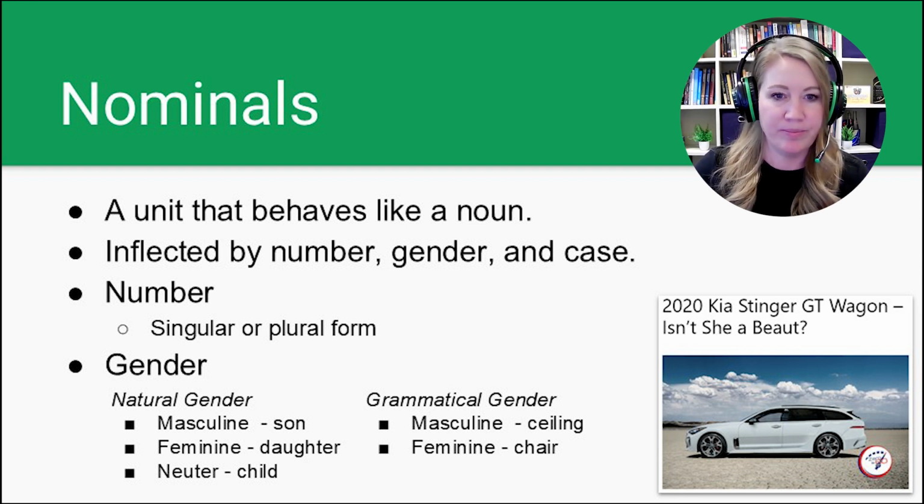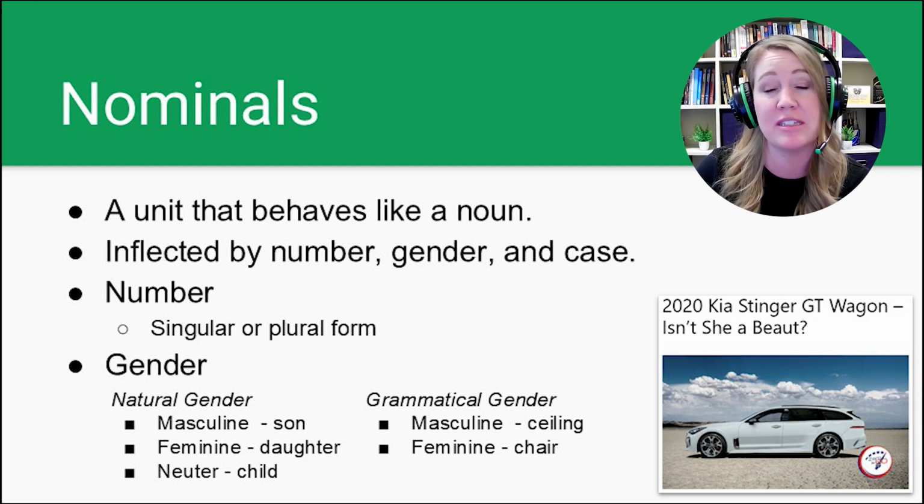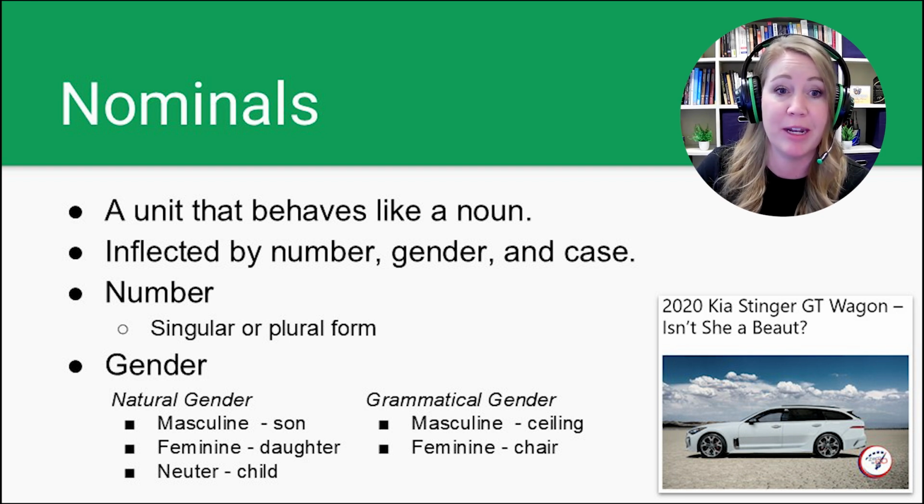Okay, so we also have gender. Now in English, gender doesn't have a distinct morphological marker like we find in many other languages. So take Romance languages such as Spanish, for example. We have words like niño and niña to distinguish a little boy from a little girl, where the morphology is in the use of the O for masculine or the A for feminine.